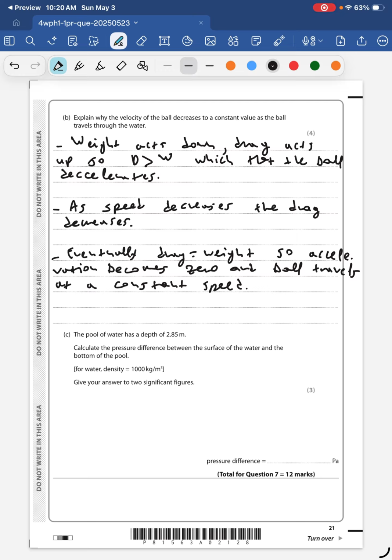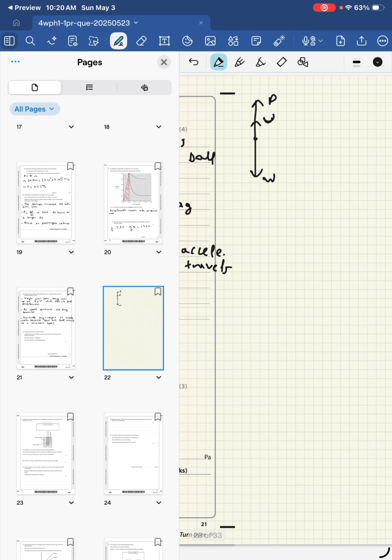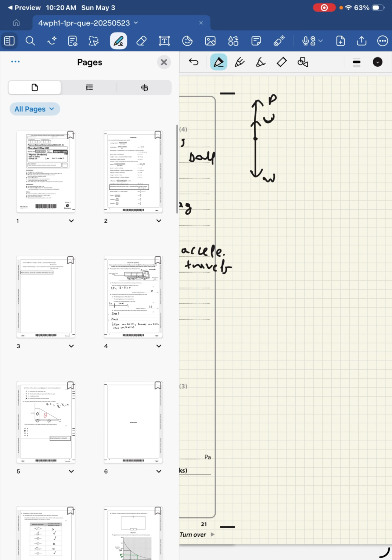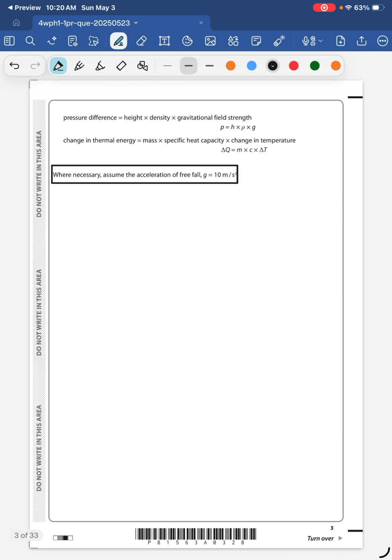Part C, the pool of water has a depth of 2.85 meters. Calculate the pressure difference between the surface of the water and the bottom of the pool. They give you the density of water. Give your answer to two significant figures. Okay, again, if you go to the formulas they give you, let me see. Is it over here? I don't see it. Here. They literally just give you this, okay? So you just have to apply it. So pressure difference is equal to the height times density times g.